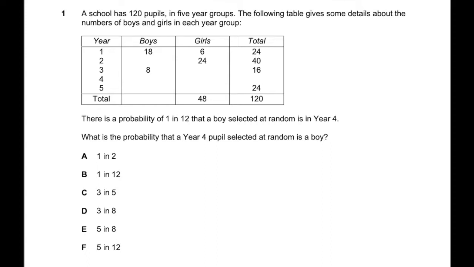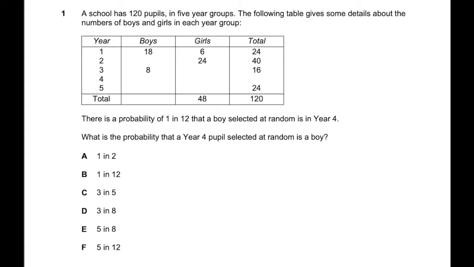Question 1. A school has 120 pupils, in 5-year groups. The following table gives some details about the numbers of boys and girls in each year group. There is a probability of 1 in 12 that a boy selected at random is in year 4. What is the probability that a year 4 pupil selected at random is a boy? The answer is B because of the following.